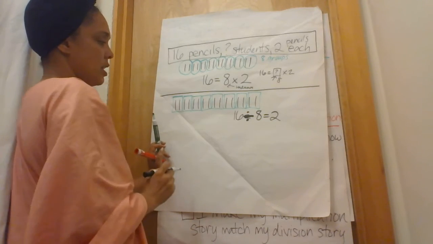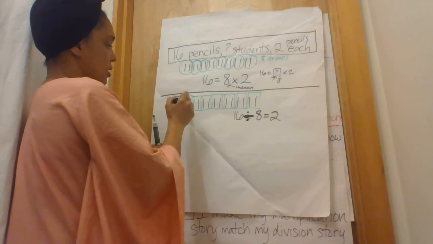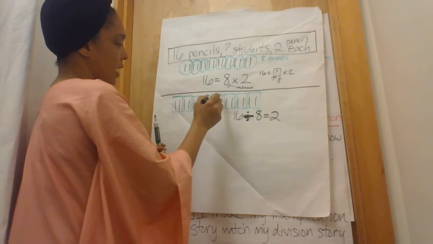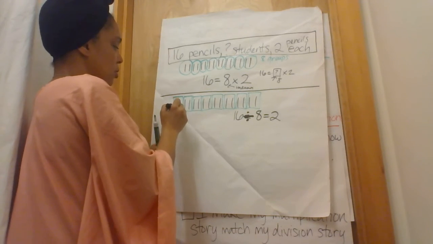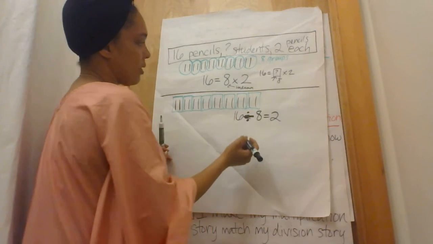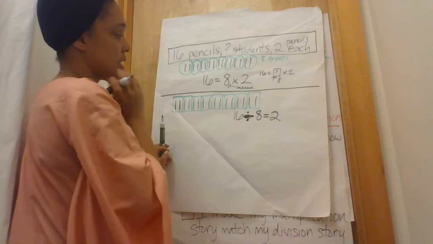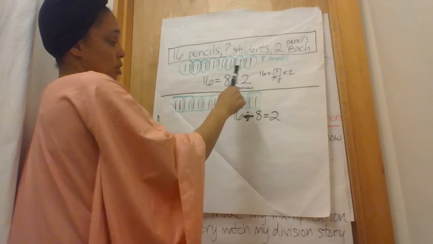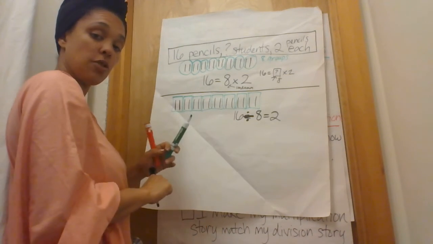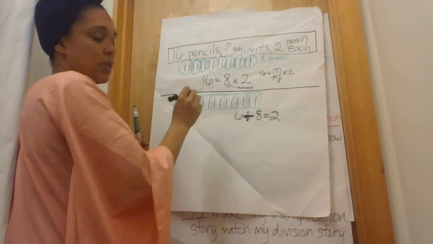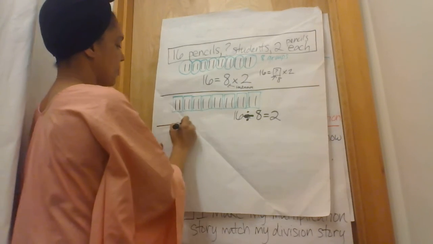So I know that 16 divided by 8 equals 2. I started off with 16. I divided them into 8 even groups, right? So 1, 2, 3, 4, 5, 6, 7, 8. So I did that into 8 even groups of 2 pencils each. So I now know that this could also be written as 16 equals 8 times 2. It can be written as 16 divided by 8 equals 2. But it's the same, right? Same representation. It's just a different way to write it.